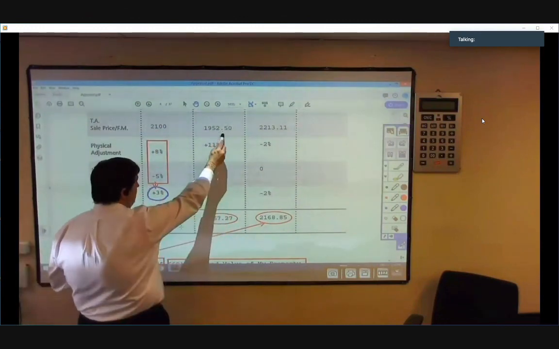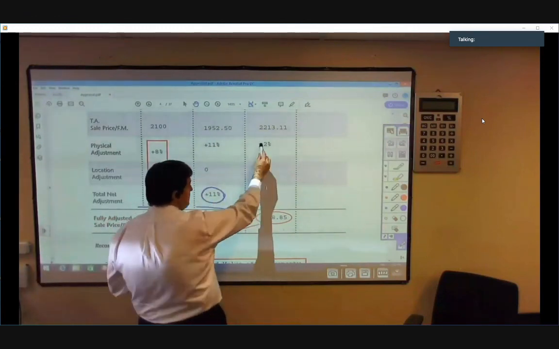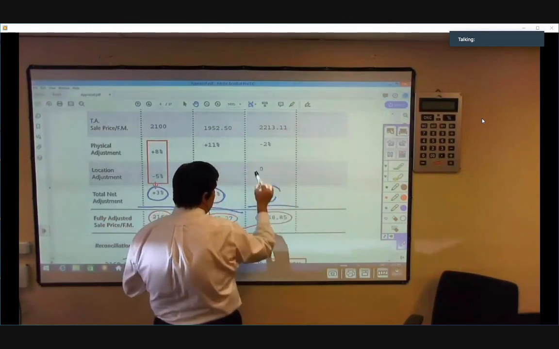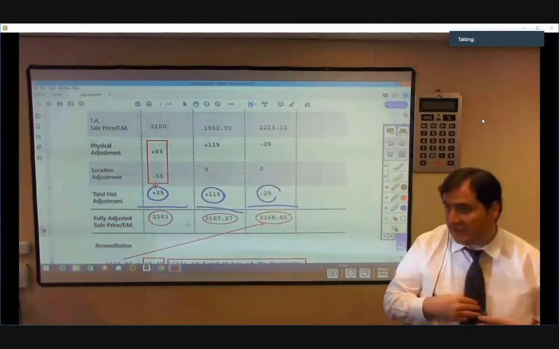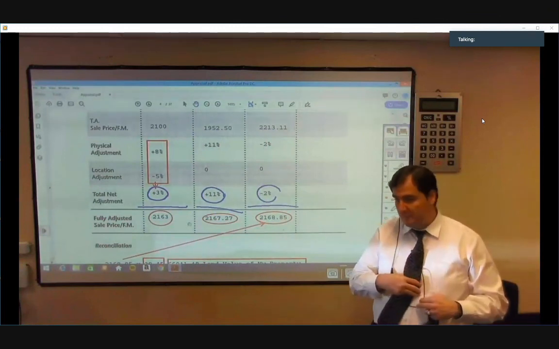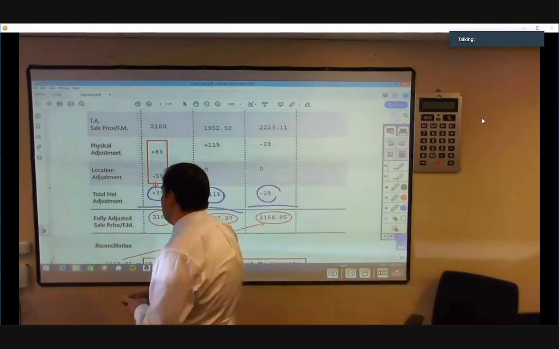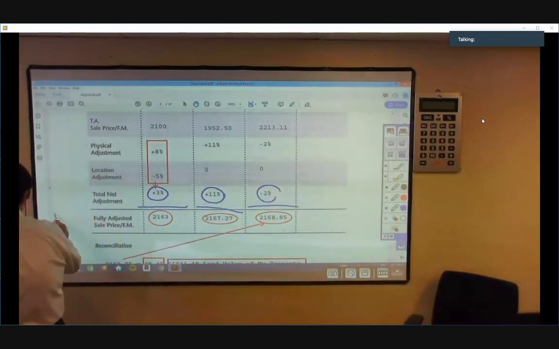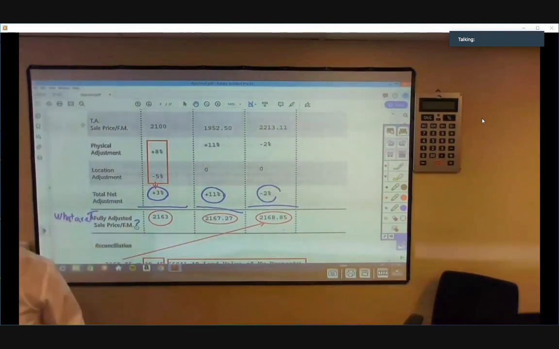So then this number plus 11%, because you only have 11% here, is going to give you this. And this minus 2% is going to give you this. So this minus 2% is going to give you this one. So do it. I want you to get those numbers. So your second question is, what are they? Fully adjusted sell price per front meter. So they're asking for the three.